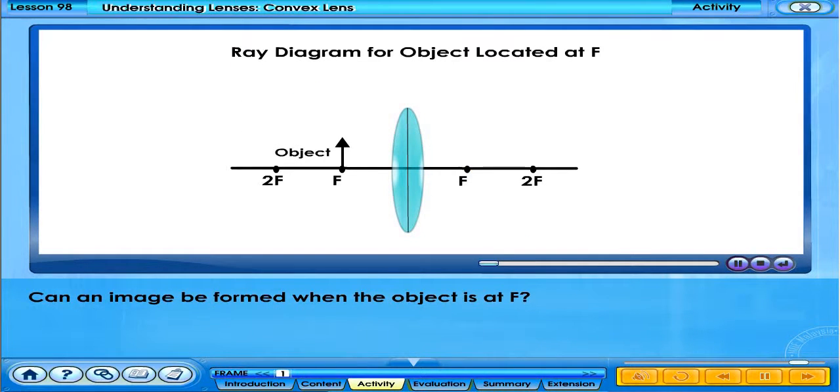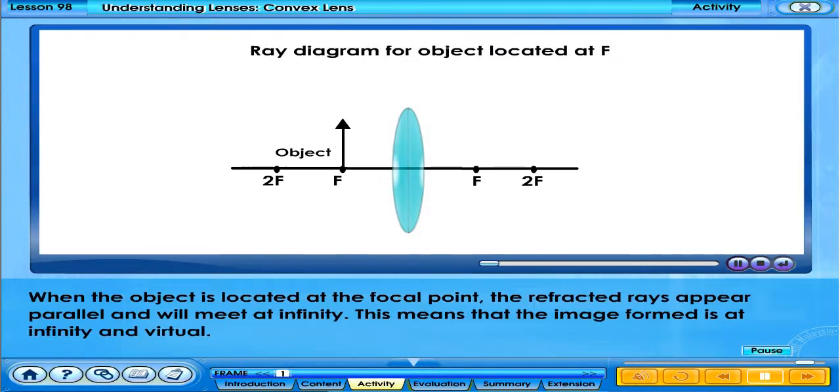Can an image be formed when the object is at F? When the object is located at the focal point, the refracted rays appear parallel and will meet at infinity. This means that the image formed is at infinity and virtual.